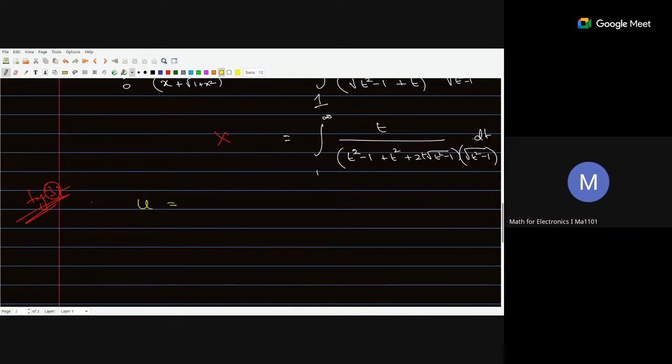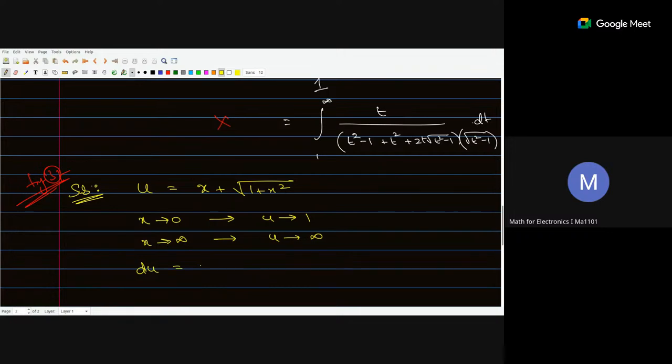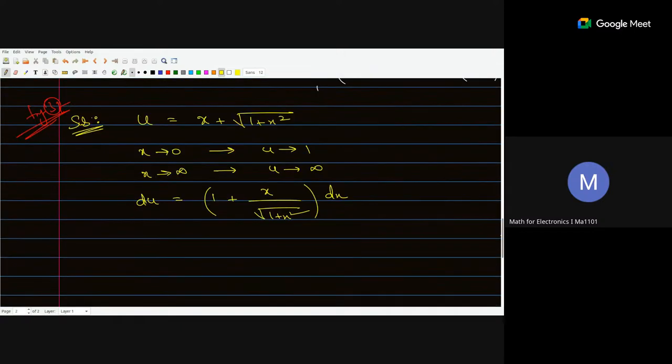Now let's say u is x plus root 1 plus x square, the substitution. Substitute this. Now as x goes to 0, u goes to 1. As x goes to infinity, u goes to infinity. And what is du? du will be 1 plus x by square root 1 plus x square dx. Correct? Yes, sir. Correct. So far, so good. Okay, looks good.